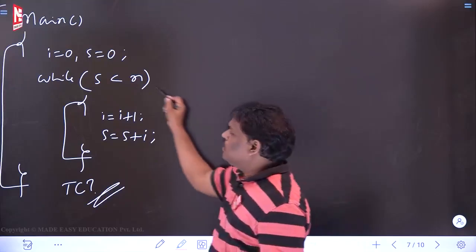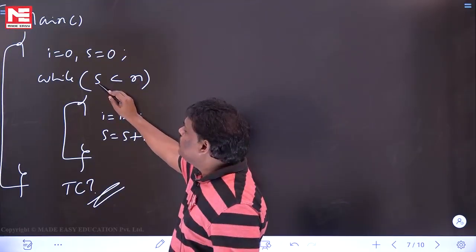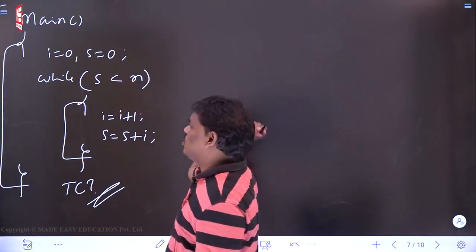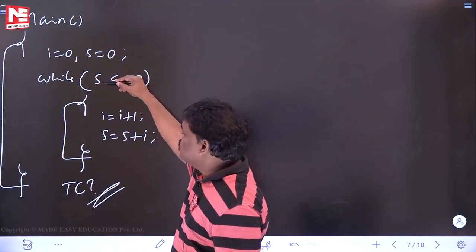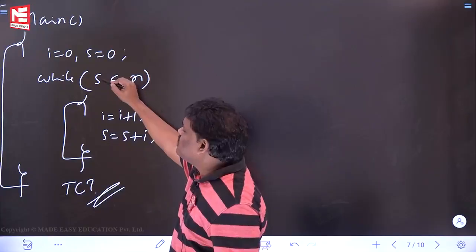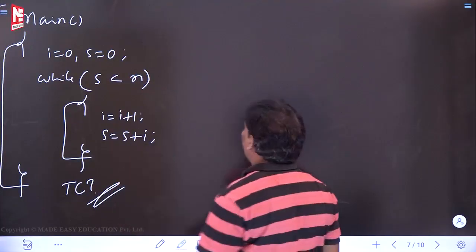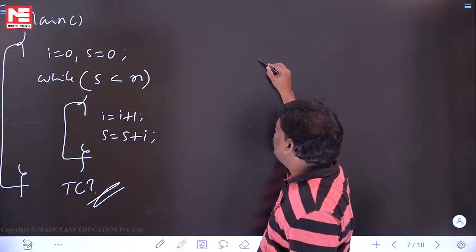Can you help me now? In the loop, if you see the condition, what are they checking? S less than N. If S and N both are equal, then you have to stop. S value is initially 0, and it is increasing. At some point S value becomes N, and you have to stop. Can you help me with one small line now? What is the initial S value? 0.